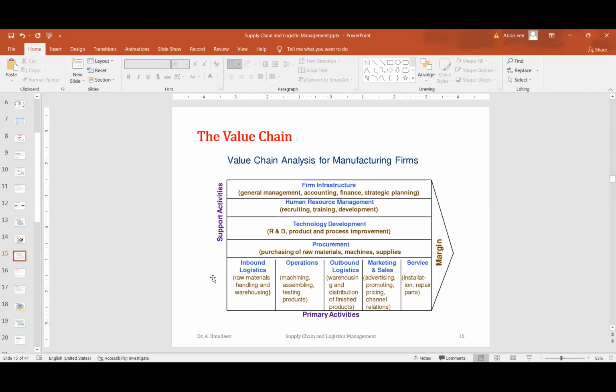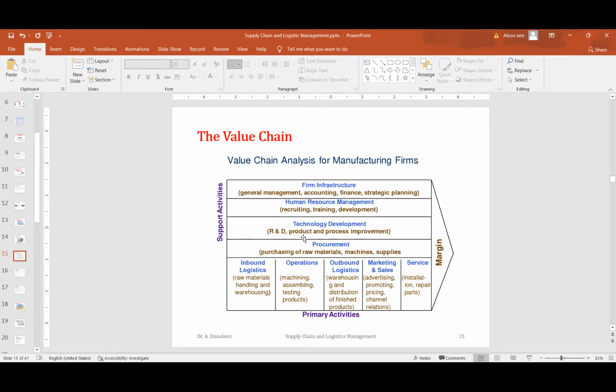At the bottom line, we can see the primary activities such as inbound logistics, operations, outbound logistics, marketing and sales, and services. And to carry out these primary activities, there are supportive activities in the organization, like firm infrastructure: general management, accounting, finance, strategic planning. And in the organization, there is human resources: recruitment, employee training, employee development, and promotion related activities, human resource related supportive activities.